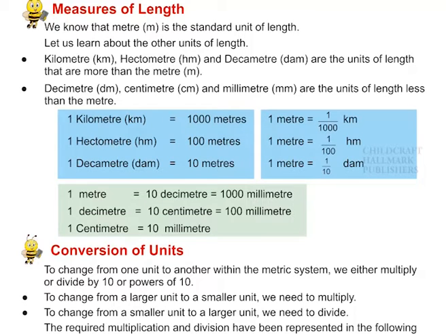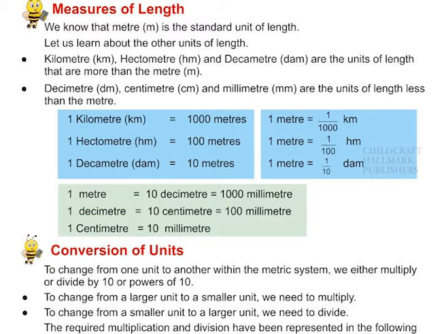Kilometer, hectometer, and decameter are the units of length that are more than the meter. Decimeter, centimeter, and millimeter are the units of length less than the meter. 1 kilometer is equal to 1000 meters. 1 hectometer is equal to 100 meters. 1 decameter is equal to 10 meters.